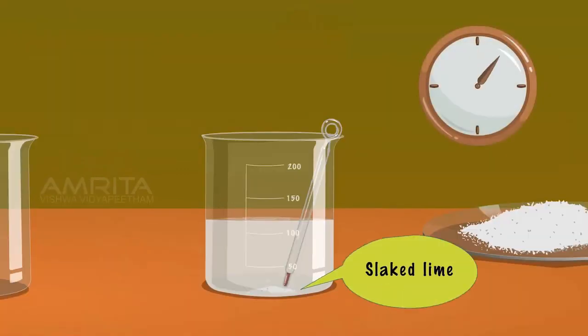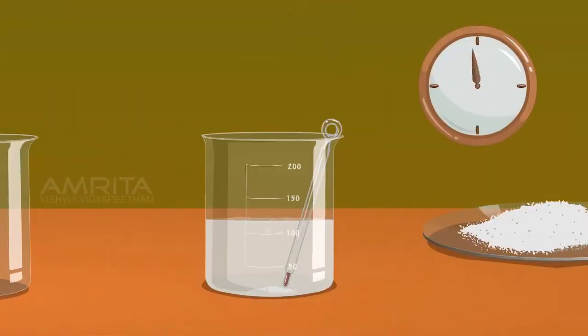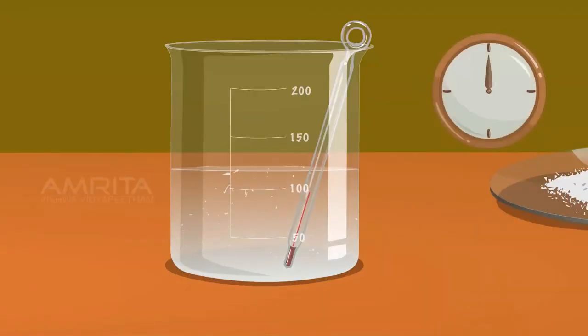Quicklime reacts vigorously with water to produce a suspension of slaked lime, releasing a large amount of heat. Leave the beaker undisturbed for some time. A clear solution of lime water appears as the suspension of slaked lime settles down.